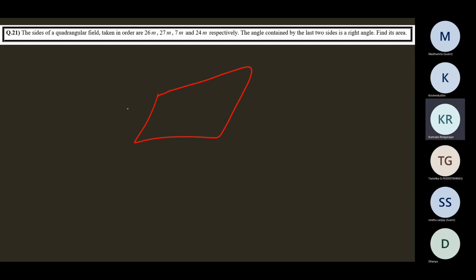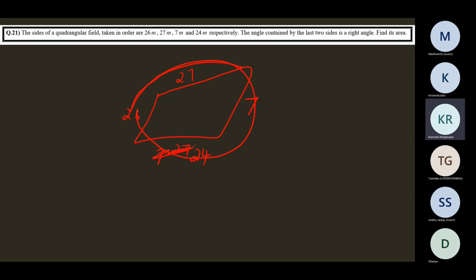Okay, supposing you start 26 here. The next number is 27. You can write 27 here or here. That is fine. But supposing you write 27 here, then 7 will come here only. You cannot write 7 here. 7 has to come here and 24 has to come here. So in order, 26, 27, 7 and 24 in the clockwise direction.